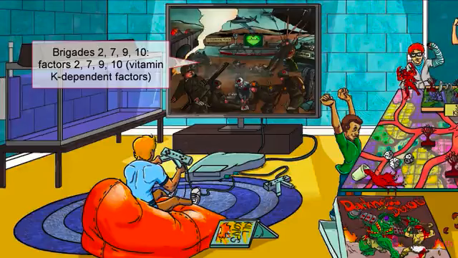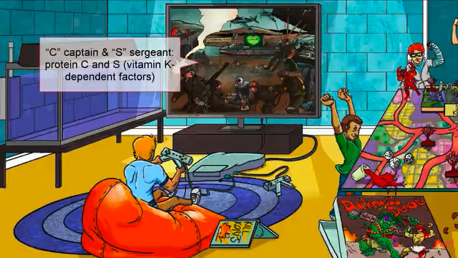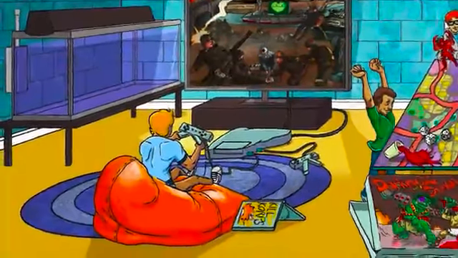This game features the vitamin K dependent factors 2, 7, 9, and 10. Factor 2 is thrombin, represented by the Throm Beaver Brigade. Factor 7, the 7 Deadly Sins Brigade. Factor 9 for the 9 Lives Brigade. And last but not least, Factor 10, the Fox 10 Brigade. If you look closely, you can just make out protein C and S in the back, which also require vitamin K. That's C for captain and S for sergeant.